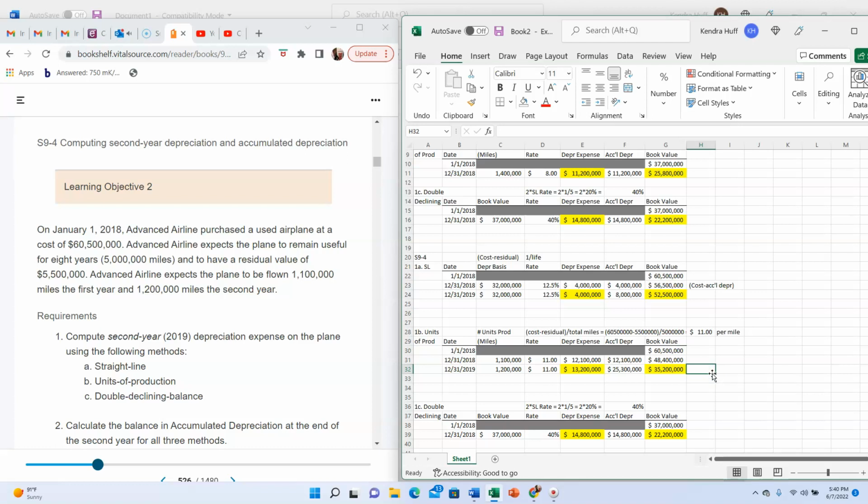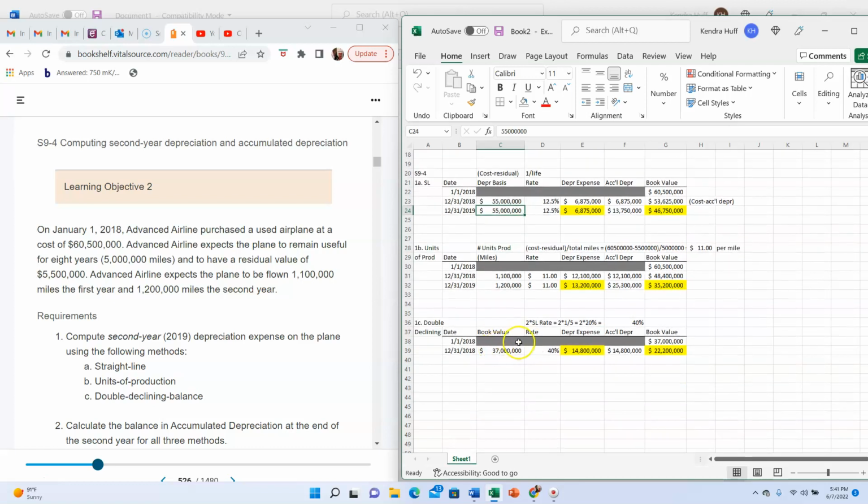Okay, let me go back up here to this straight line. All right, so I didn't change my basis over here. All right, this should be 60,500,000 minus the 5,500,000. There we go.